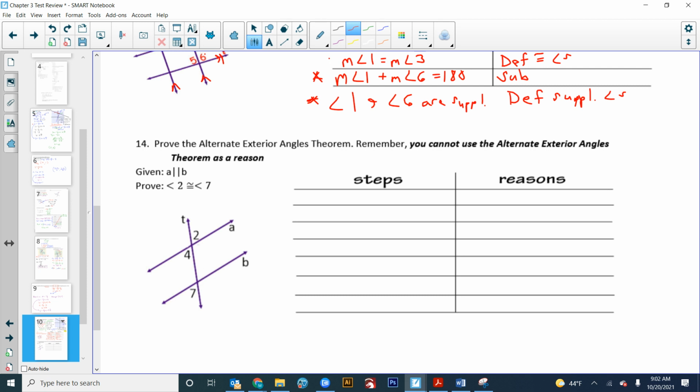All right, we're proving the alternate exterior angles theorem. What's the only one we can't use? Alternate exterior. We're told the lines are parallel. I've said the lines are parallel. 2 is congruent to 4 no matter what. Angle 2 is congruent to angle 4 because of... You guys got it. Angle 4 is congruent to 7, corresponding. If 2 is congruent to 4 and 4 is congruent to 7, then 2 is congruent to 7. Alternate exterior angles, right? No. Transitive property.